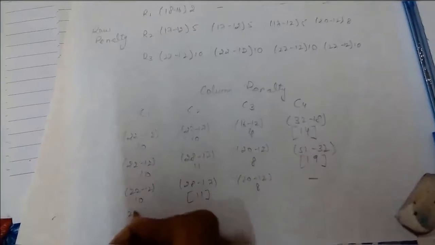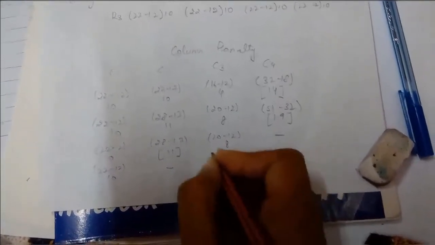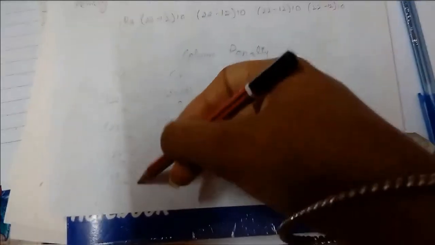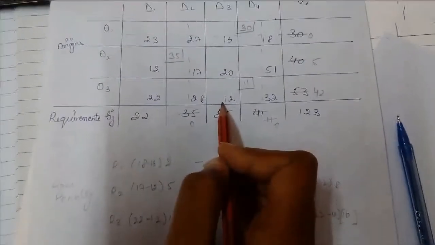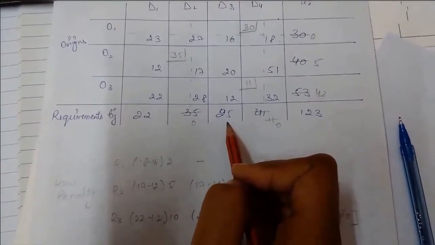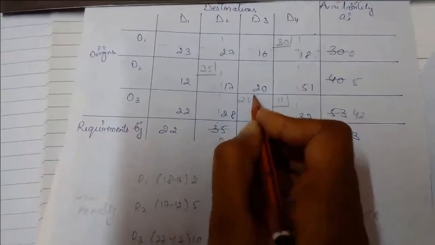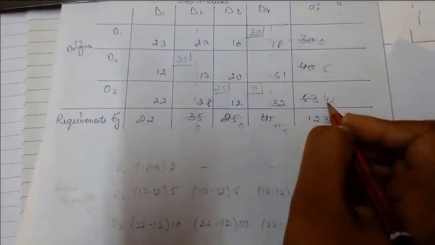and in this column we will not take second column. 22 minus 12, 10, we will not take this column, and here 20 minus 12, 8, and we will leave this also. So now we have 10 here and here also, so we will take this 10, the row 3. In the third row, the lowest number is 12. We have 25 requirement and 42 available. We will allocate this 25 here and subtract it from this 42.